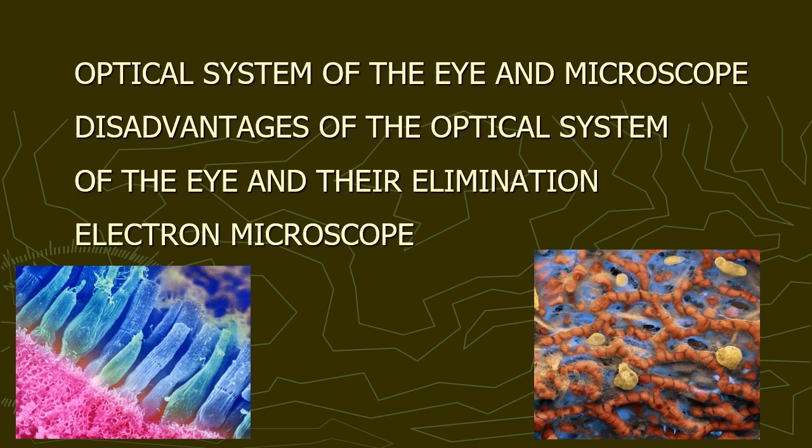Also today, we continue to deal with electromagnetic radiation, or rather, we will analyze the issues related to the perception of electromagnetic radiation using the optical system of the eye. Let's analyze how optical radiation can be used using devices such as a microscope, different types of microscopes. In addition, we will also be interested in questions related to the shortcomings of the optical system of the eye and the possibility of eliminating them.